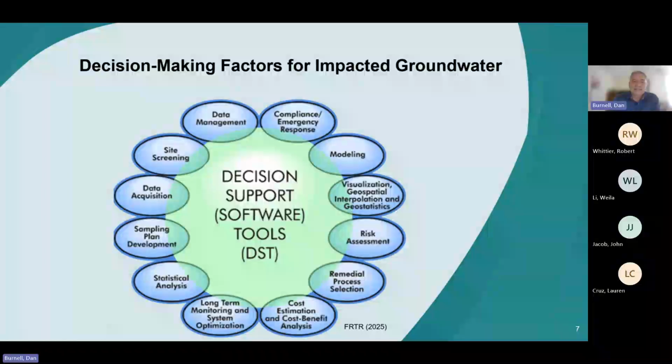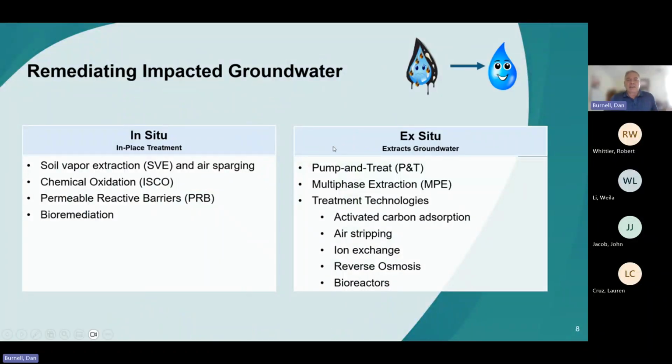Now, let's move on and discuss how groundwater is remediated when impacts are detected and risk assessments indicate that remediation should be performed. We can categorize remediation in two categories in general.